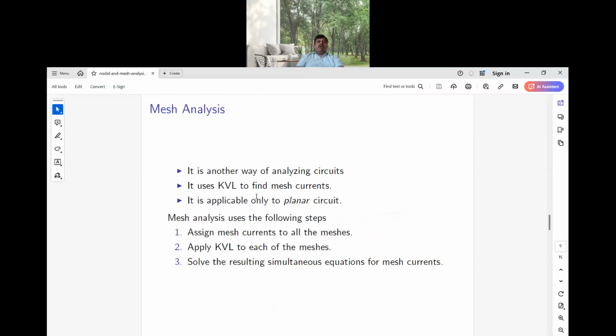Similarly, mesh analysis. Mesh analysis is another way of analyzing circuits. In this mesh analysis, what we are mainly using is KVL to find mesh currents. It is applicable only to planar circuits. Nodal analysis may be applicable for anything, but mesh analysis is applicable only to a planar circuit. Planar circuit means if we spread all the elements, then all the nodes must be in one plane. That is known as a planar circuit.